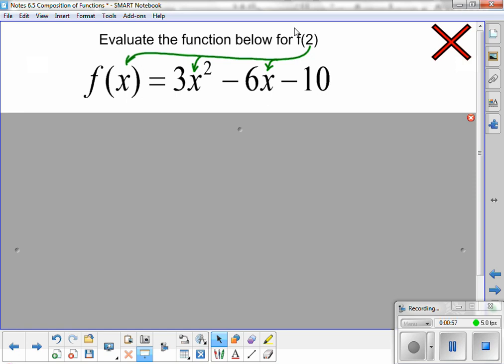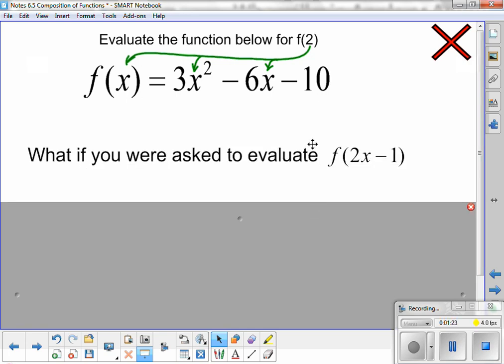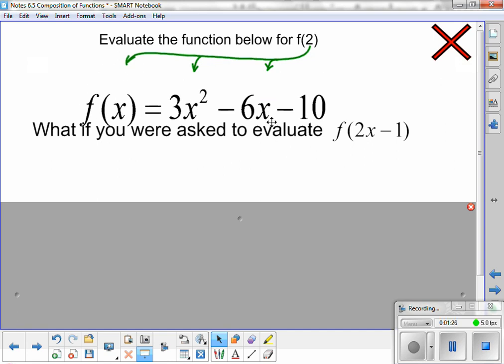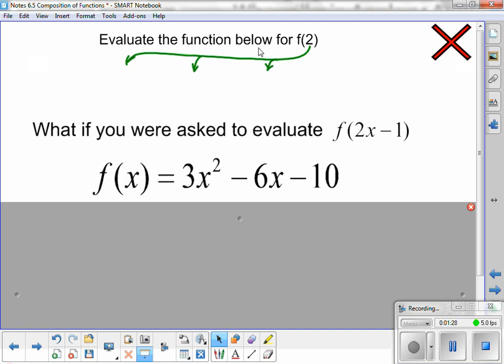Now, what we're doing today is that normally in the past we've input numbers or real numbers. So we take a real number, we put it in here, here, and here, and then evaluate. The only thing different today is that instead of taking a number as our input, we're going to have a function as our input. So if f of 2 means that you're plugging a 2 everywhere you see an x, what if I asked you f of 2x minus 1? We would take this function, same thing we did before, anywhere we see an x, which is 3 spots, we're going to put this 2x minus 1.